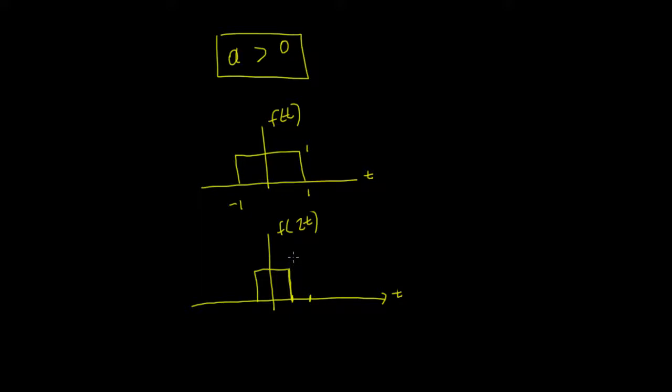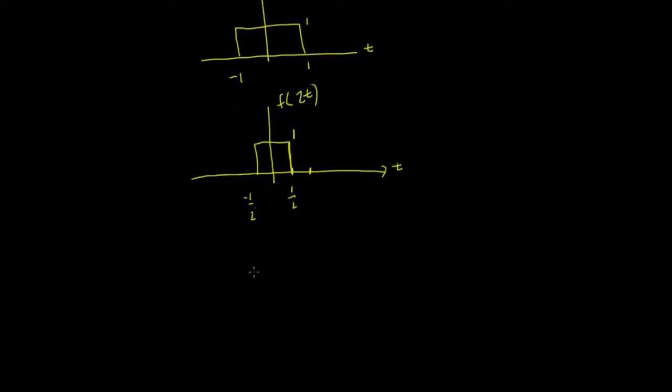So it's got the same height, but it looks like it's squeezed in the t-axis, so that point becomes a half, and that point becomes minus a half. It may seem counterintuitive, but that's what it's doing. When we multiply by 2, we squeeze the t-axis, we squeeze the function.